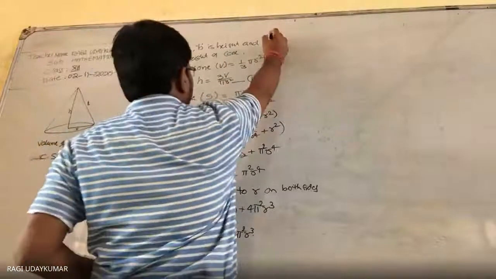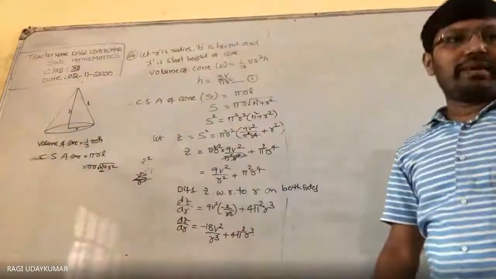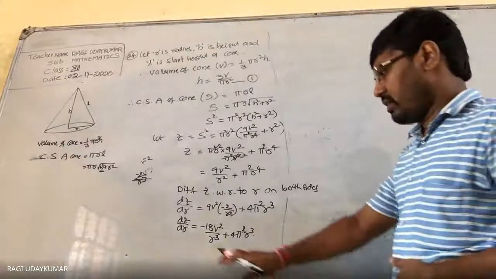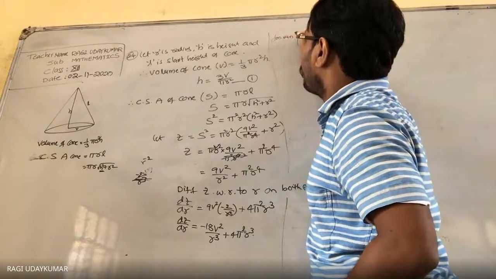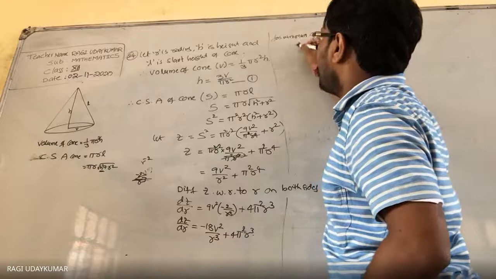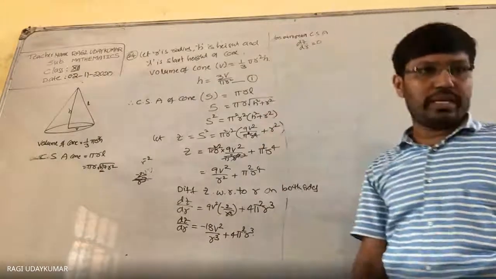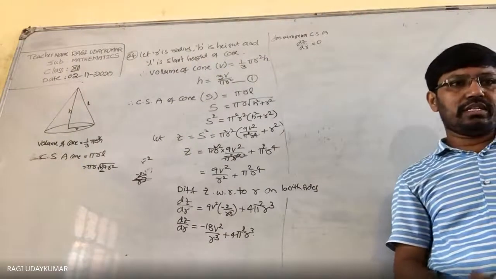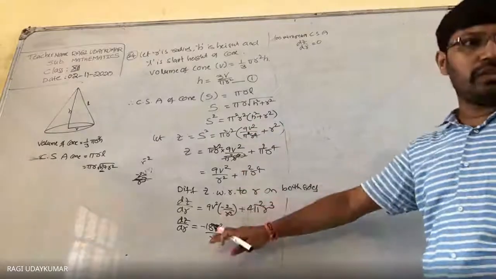Next, for a minimum curved surface area we have to make this equal to 0. For minimum curved surface area, dz by dr is equal to 0, you have to take into consideration. So if you take it as 0, this one is equal to 0.